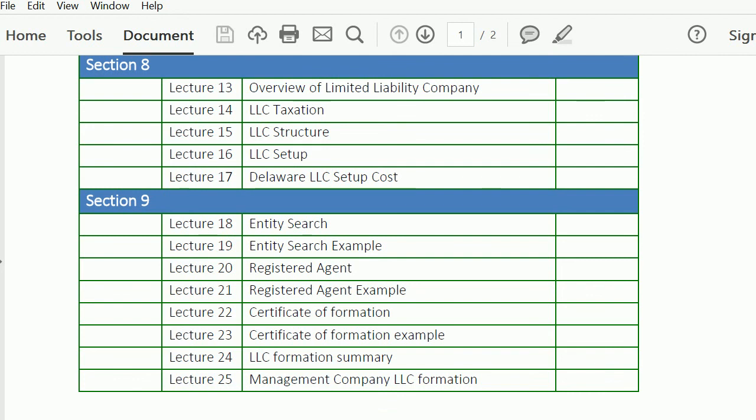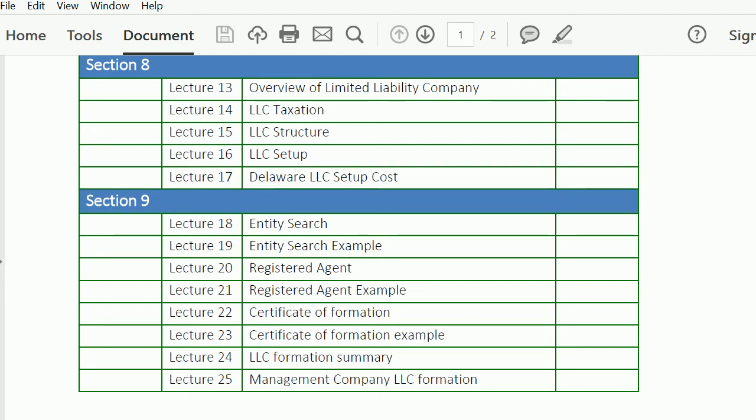In section 9, we're going to talk about entity search. If you have a specific name for that limited liability company or the management company you want to form, how do you search to find out that the name is currently available? We'll do a lecture on that, then go into an example to show you how to actually search, and I will provide you with the website address where you can go and search.